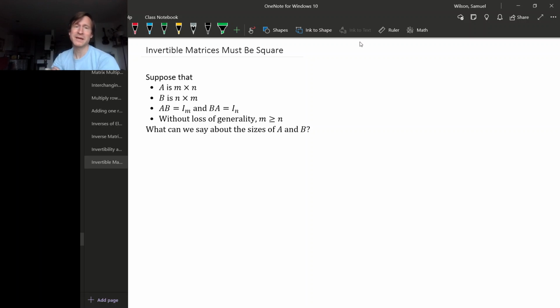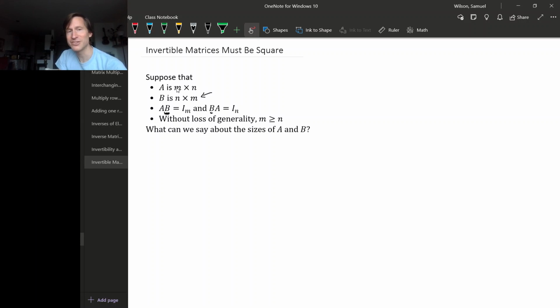Let's suppose we have a matrix A that's m by n, and a matrix B that sort of looks like the inverse. Just for both of these products to be defined, if the size of A is m by n, that forces the size of B to be n by m. And when I say B sort of looks like an inverse, what I mean is, let's assume that A times B is an identity matrix and B times A is also an identity matrix.